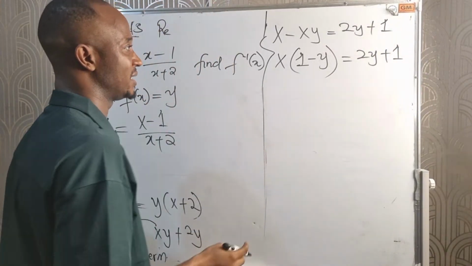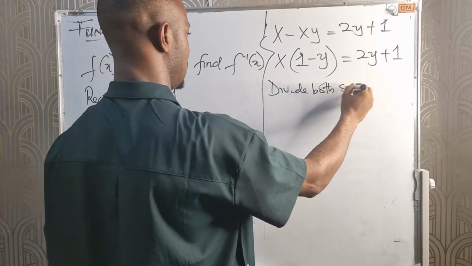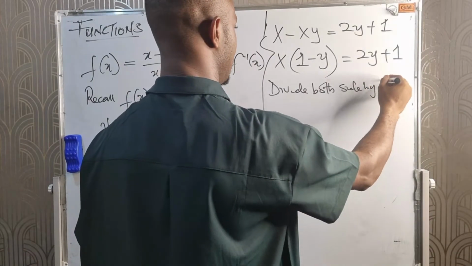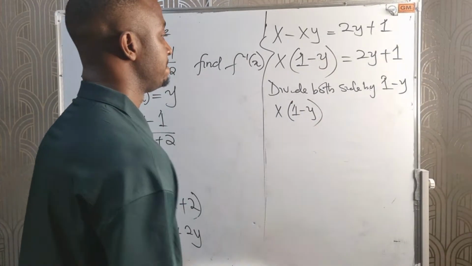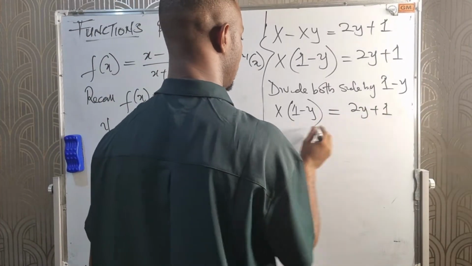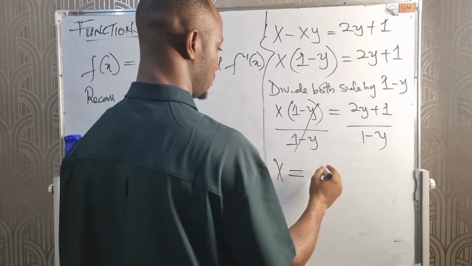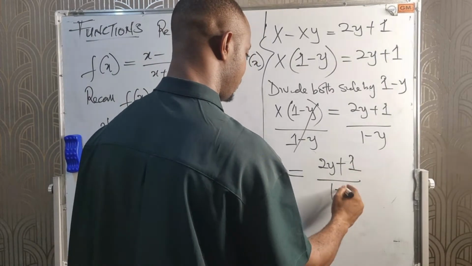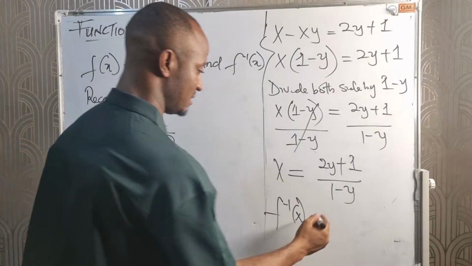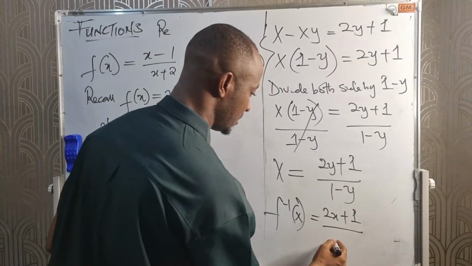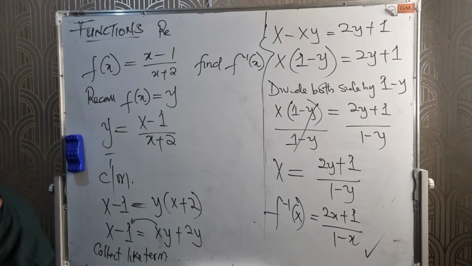Now the next step is to divide both sides by 1 minus y. I will divide both sides by 1 minus y. And that will give us what here? X in bracket 1 minus y equals 2y plus 1 over 1 minus y, all over 1 minus y. This cancels, and we are left with x equals 2y plus 1 over 1 minus y. Therefore, our f inverse of x, don't forget, becomes, I'm going to interchange my y to become x, right? It becomes 2x plus 1 divided by 1 minus x. Final answer, 2x plus 1 divided by 1 minus x.